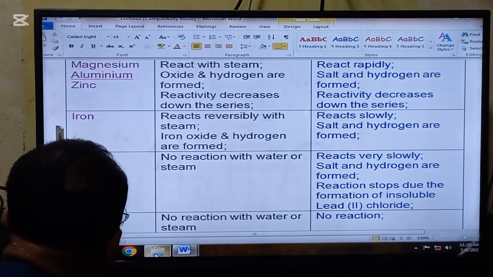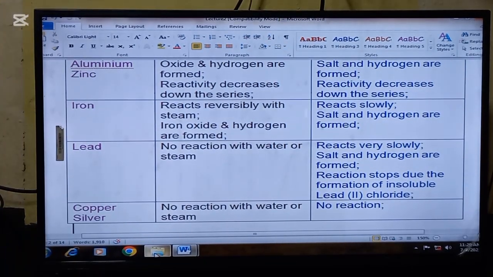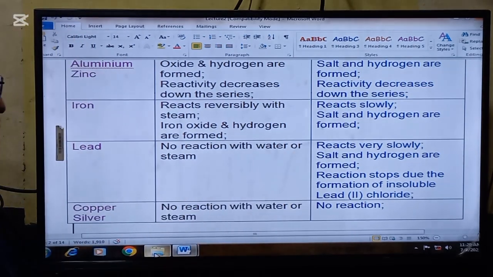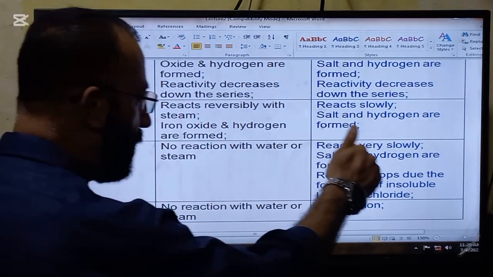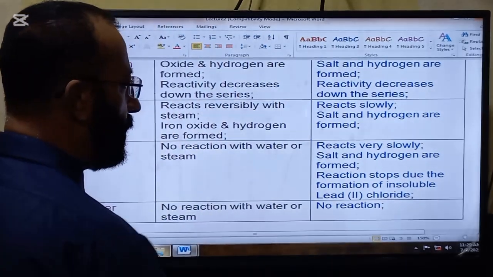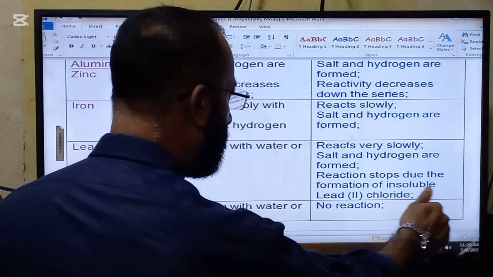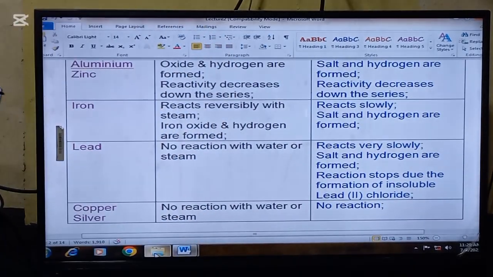Okay, we are going even lower, then lead comes. There is no reaction with water or steam because this is even less reactive. Lead reacts with dilute HCl slowly. Salt and hydrogen are formed. The reaction stops due to formation of the insoluble lead chloride.